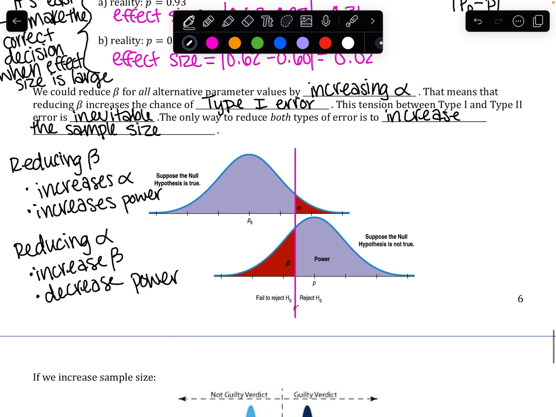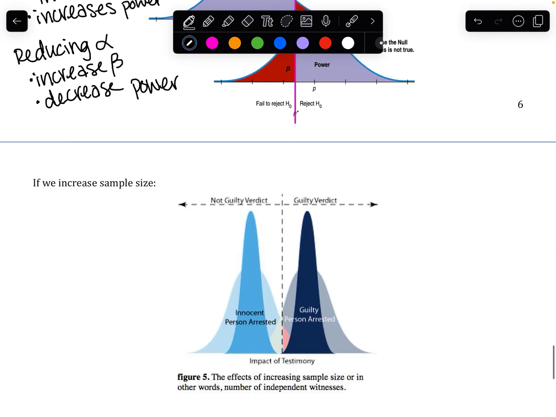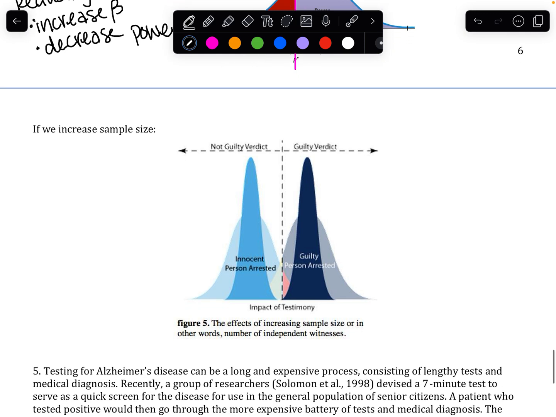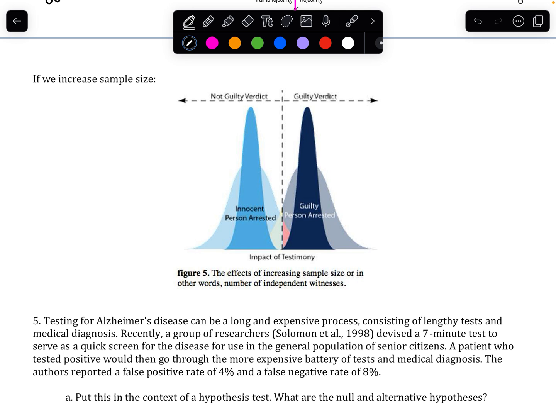All right? But if we increase the sample size, if you turn to the next page, you can see that those darker colored ones, those are the increased sample size, right? We know from the central limit theorem that if we have a larger sample size, our spread is going to be smaller. So if your spread is smaller, then you have less chance of overlap and therefore less chance of making either error. Okay, so that's just another picture to show you what's happening. Increasing the sample size is going to reduce the chance of both types of error.